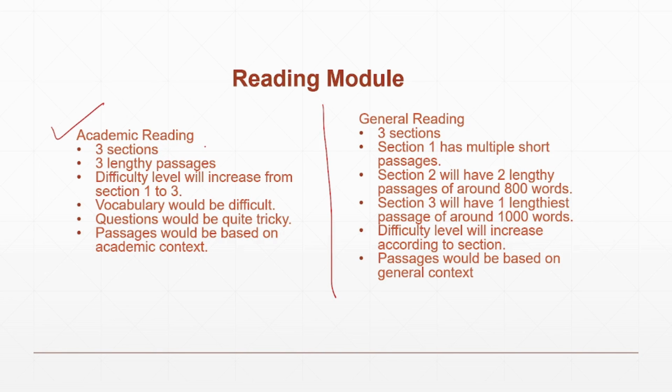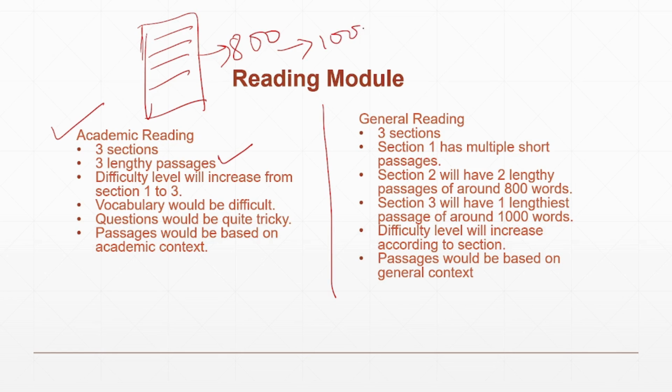Both sections will have three sections in detail, and in the academic reading section you will find that all three sections have lengthy passages. There will be only one particular passage in each section, which is quite lengthy. One passage could be around 800 to 1000 words. So the length of words is quite lengthy and the vocabulary would be very difficult as you move from the first to the third section.